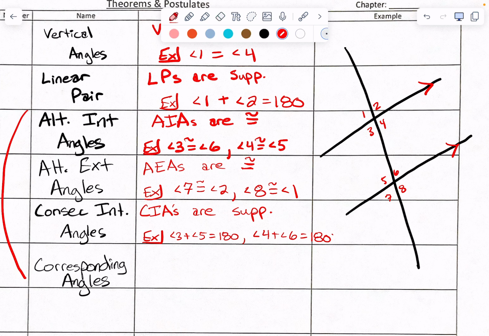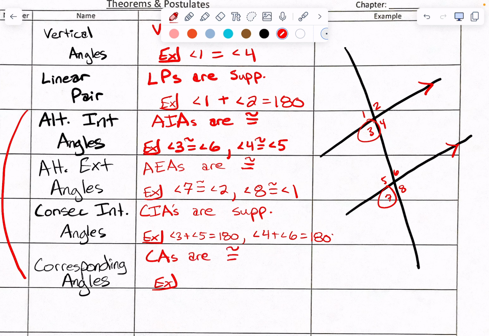Okay. Corresponding. Last one. Which ones are corresponding? 3 and 7, I heard somebody say? 1 and 5, 2 and 6, 4 and 8. They're the same corner of the intersection, right? Like this is the bottom left corner, right? Okay. How many pairs do you have? 4 pairs. Okay. So let's just do one example. What do we know about corresponding angles? CAs are congruent. They are the same measure, right?